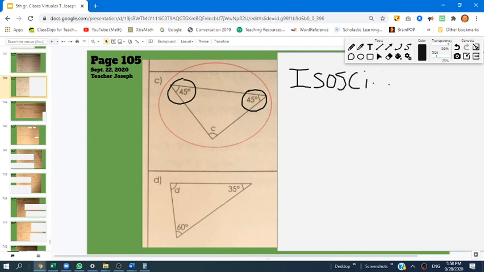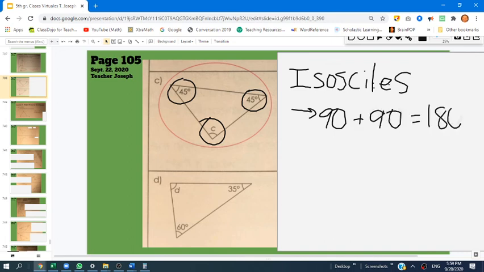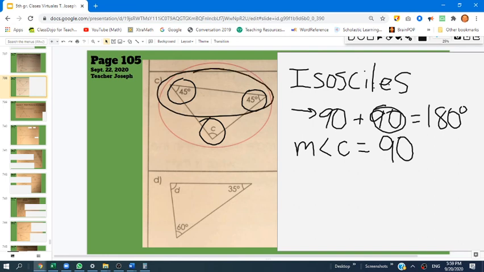Isosceles. It's not going to let me draw. 45 plus 45 equals 90. Which means that this angle right here is also 90 degrees. And 90 plus 90 is going to give me 180. So the measurement of angle C equals 90 degrees. You'll notice that I added up these two to get this, and then I knew that this one plus this one equals our total 180. So there's your first answer. Try to do letter D on your own.